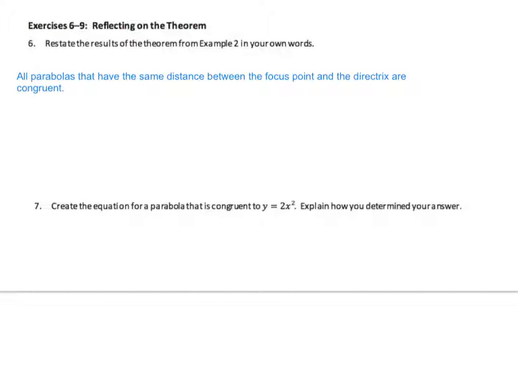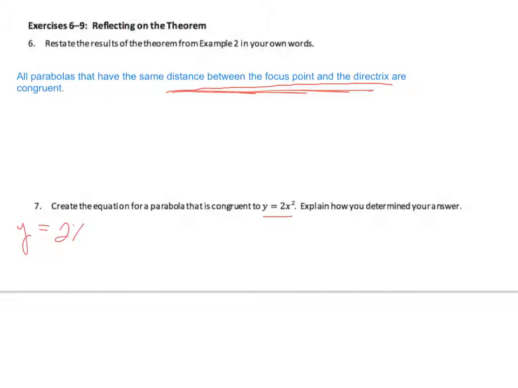So exercises 6 through 9. Let's reflect on our theorem about parabolas. First of all, restate the results of the theorem from example 2, which was the proof that we skipped. We'll do this together in your own words. All parabolas have the same distance between the focus point and the directrix. They're congruent. So as long as your distance between the focus point and the directrix is the same, then the parabolas are congruent. Create an equation for a parabola that is congruent to y equals 2x squared. Explain how you determined your answer.